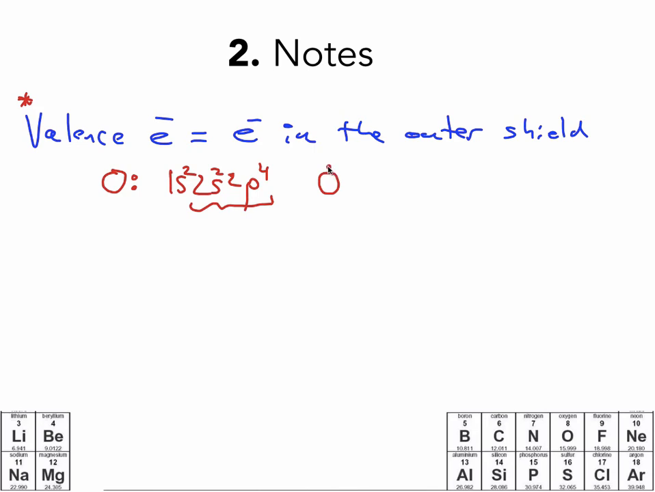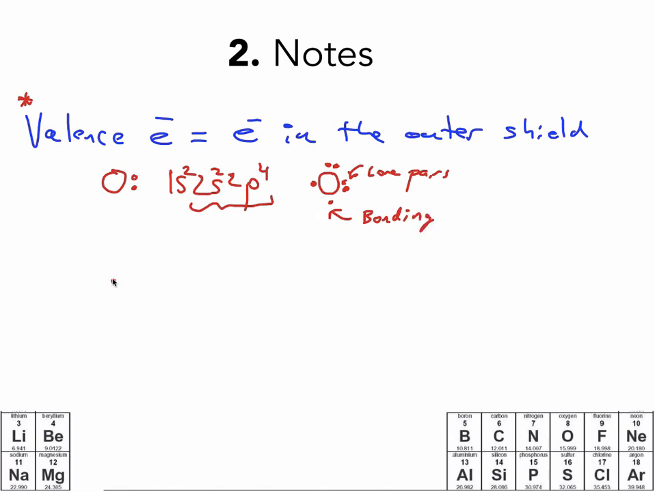We show them as dots. So 1 dot there, 2 dot, 3 dot, 4 dot. All of these are singular dots, and then we start pairing up. And these are called lone pairs of electrons. And these are the bonding electrons, the ones that aren't happy.